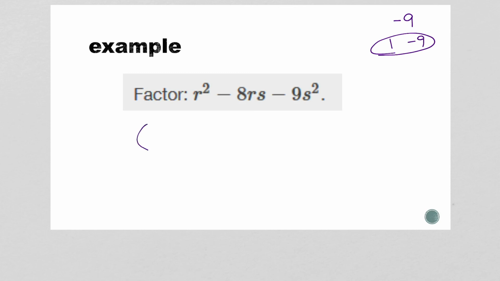So we've got an r here and an r there. Because I have s's, I want an s there and an s there. And I want a positive 1 in front of that s and a -9 right there. And a shorter way to write this is, of course, r plus s, you don't need the 1, and r minus 9s.